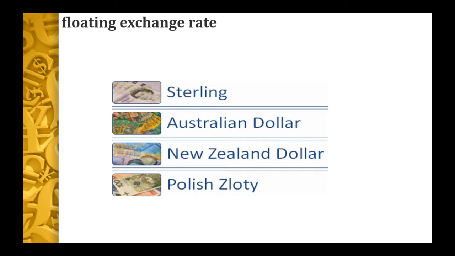So let's see some floating exchange currencies: sterling, Australian dollars, New Zealand dollars, Polish zloty. So these are some of the flexible exchange rate currencies we have around.